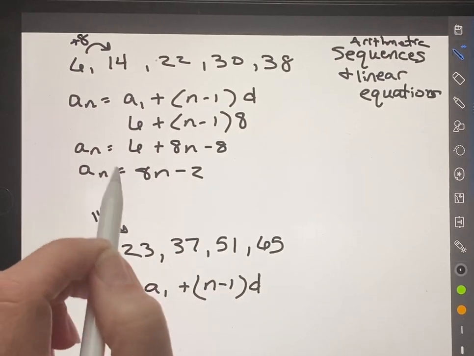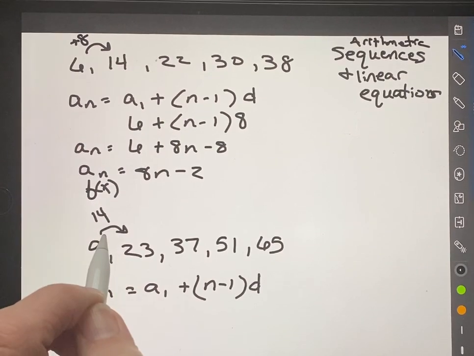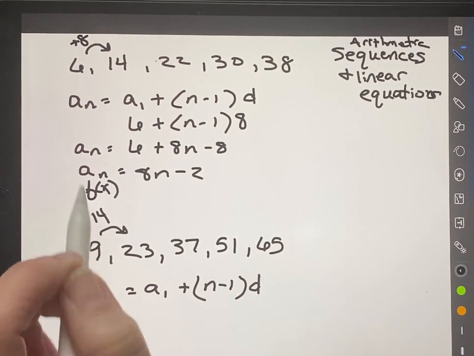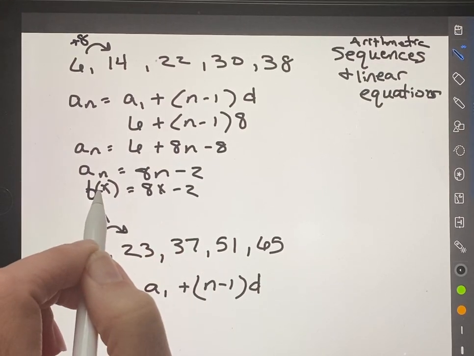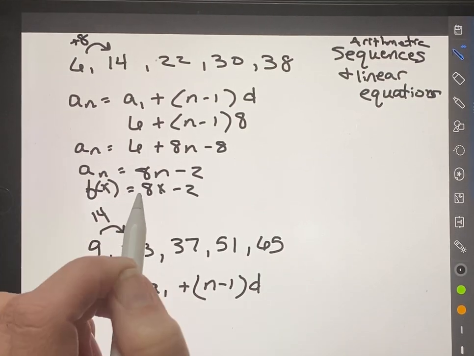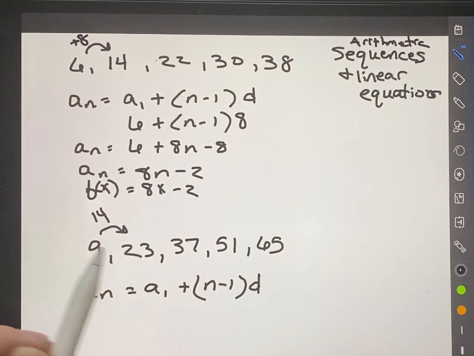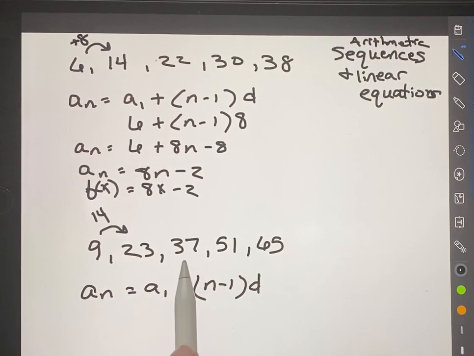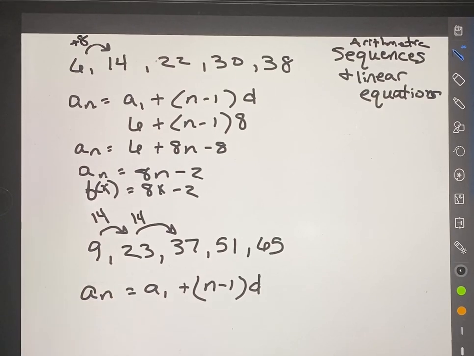So for any term, we've also looked at how that can also be reflected as f of x would equal 8x minus 2. So to find the y value, or the value at that location, we would do 8 times whatever location we're at minus 2. So let's look at the second one. We've got 9, 23, 37, 51, and 65. Each time we are jumping by 14.